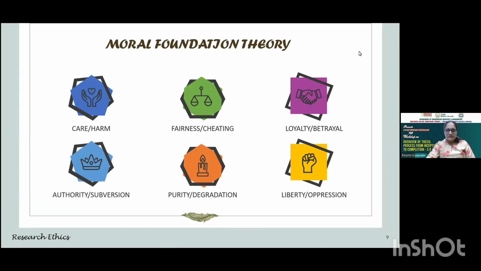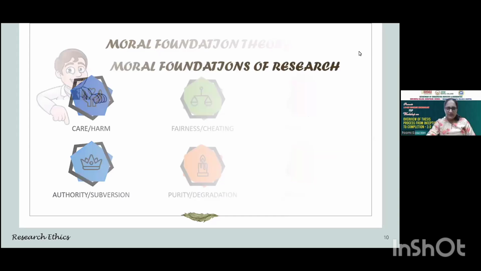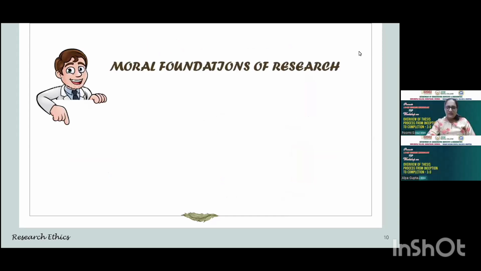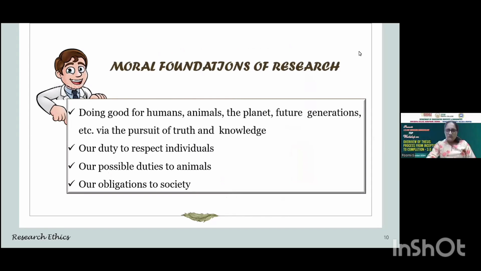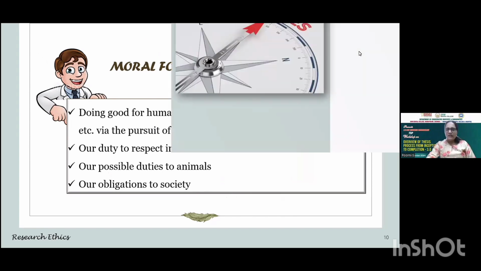So when we say moral foundation for research, we have certain things modified which says doing good for humans, animals, planet, future generations, that is via the pursuit of truth and knowledge. It is our duty to respect individuals, a possible duty to animals, and our obligations to the society. So that's the moral foundations for any research.